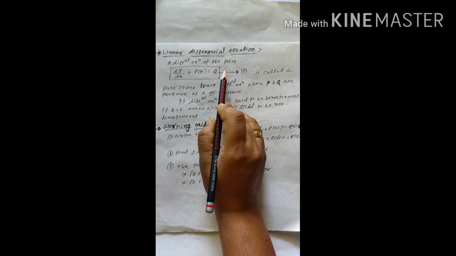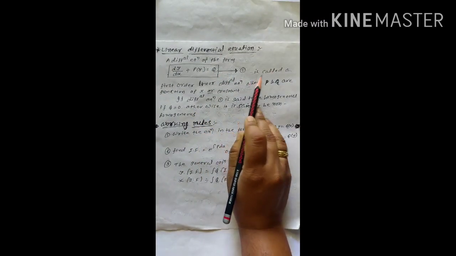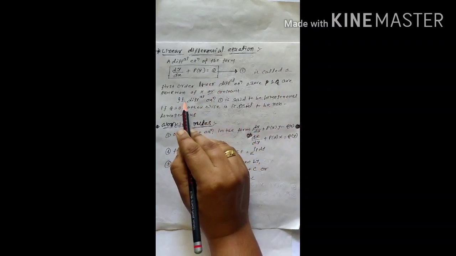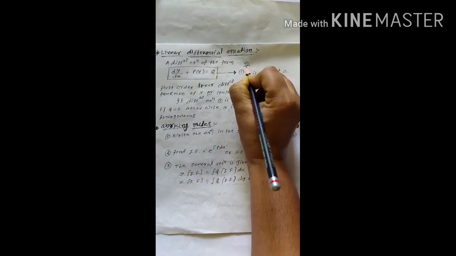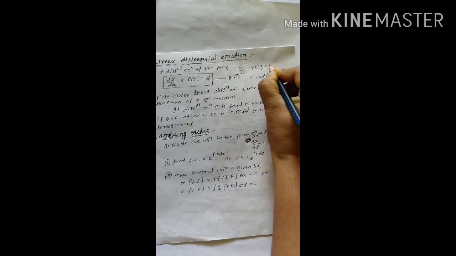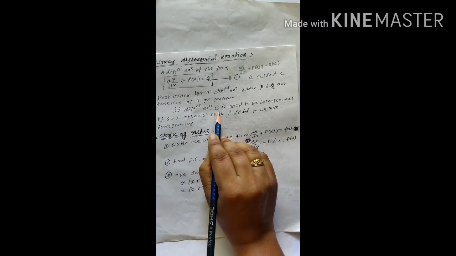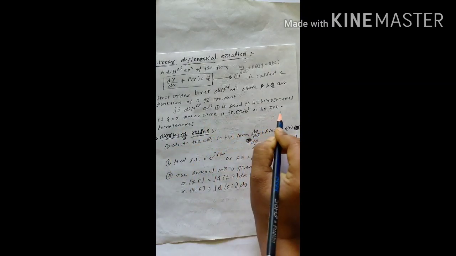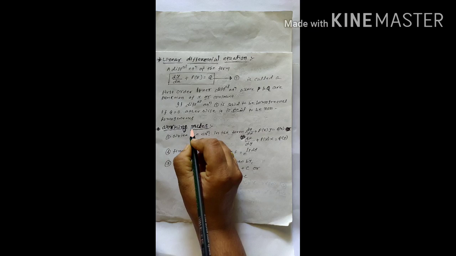A differential equation of the form dy by dx plus py is equal to q. This is equation number 1. It is called the first order linear differential equation, where p and q are functions of x or constants. Now, equation 1 can be rewritten as dy by dx plus p of x y is equal to q of x. Okay? Now, differential equation 1 is said to be homogeneous if q is equal to 0, otherwise it is said to be non-homogeneous.